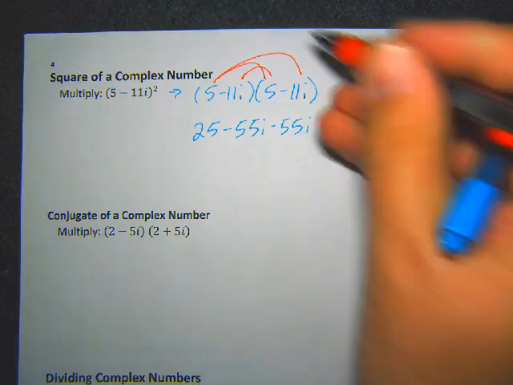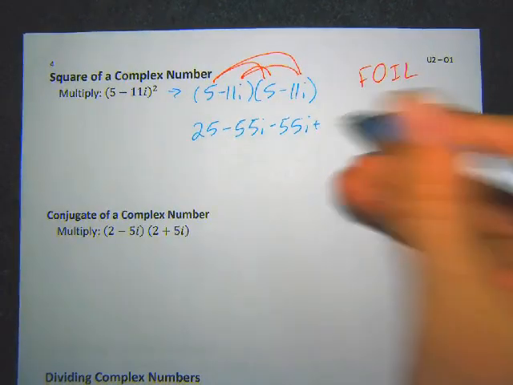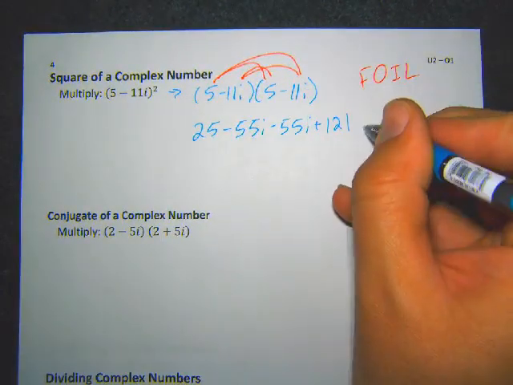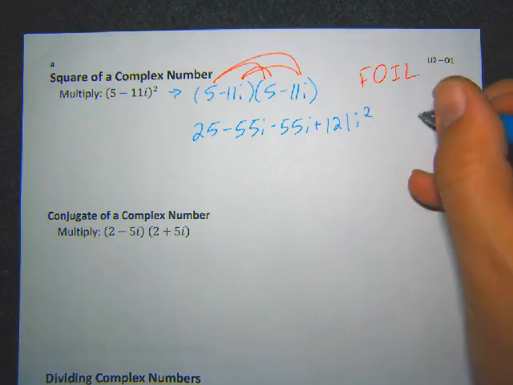Last thing we're going to do is the last part. So I'm going to do a negative 11 times negative 11. Well, negative times negative makes a positive. 11 times 11 is 121. And i times i is i squared. We know that i squared is negative 1, so we'll do that in a second.